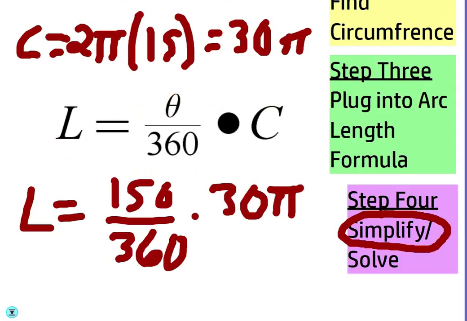There's a lot of different ways to simplify this one. What I'm going to do for this one is cross-reduce. So what does 30 and 360 become? 360 divided by 30 is 12. You're not subtracting, you're dividing, right? 12 times 30 is 360, so I'm going to put a 12 down here. Okay? Now your pi is still there.